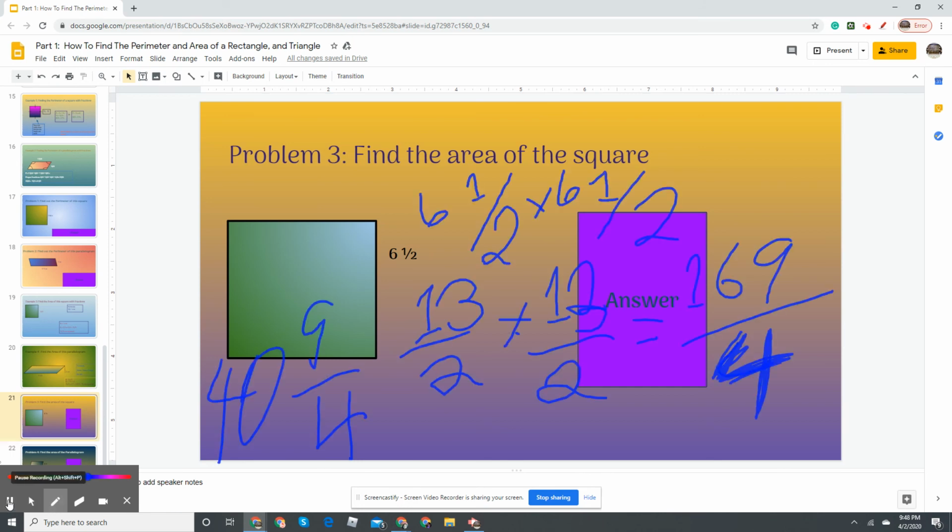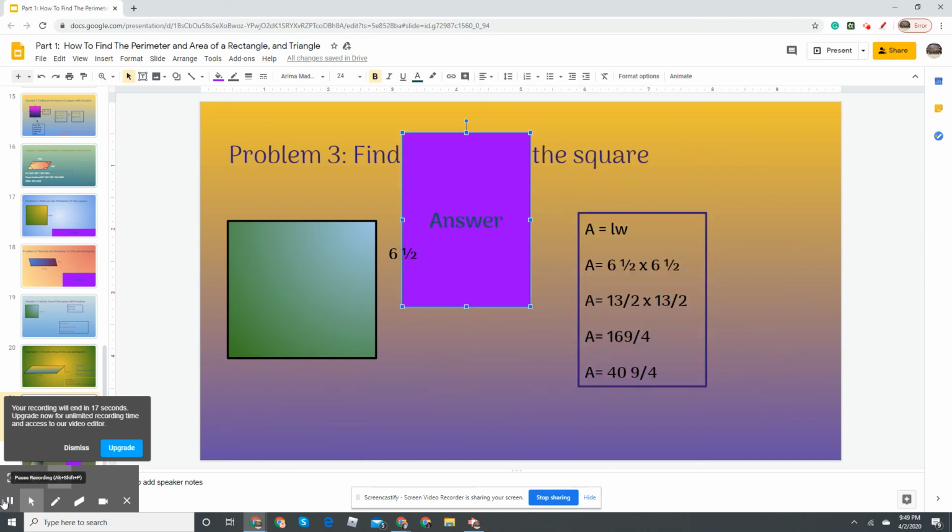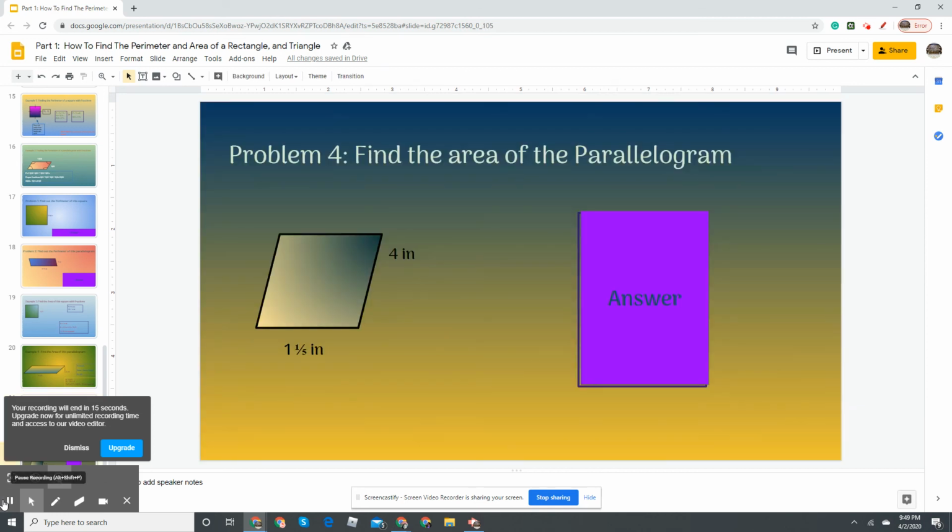Let's review. So step 1, 6.5 times 6.5. Let's turn them into improper fractions, which equals 13/2 times 13/2, which equals 169/4. The area is 169/4 square units. This is the answer. Pause this video and try number 4 on your own.